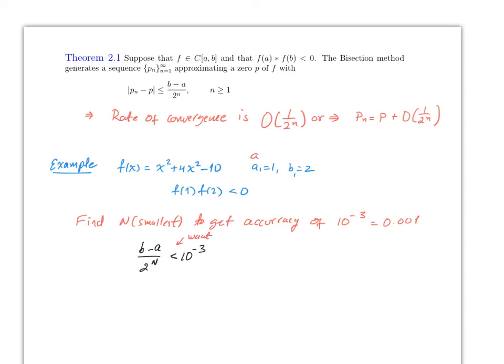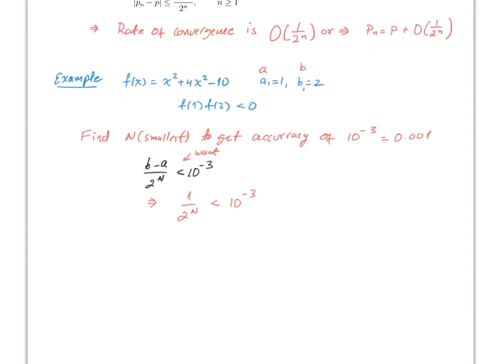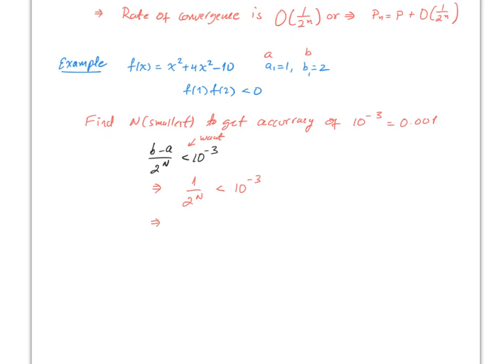Here, A and A1 are the same thing, just like B and B1 are the same thing. All right, so from here, we have that 1 over 2 to the n should be less than 10 to the negative 3. This also means 2 to the negative n should be less than 10 to the minus 3. Now we change from exponent to log.